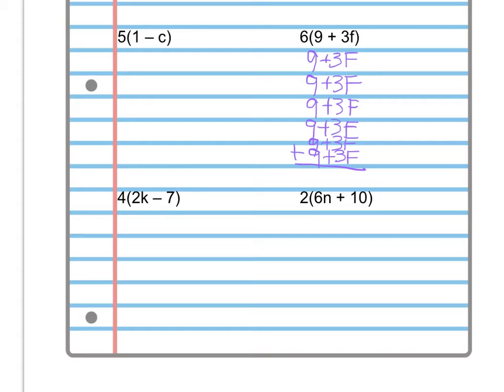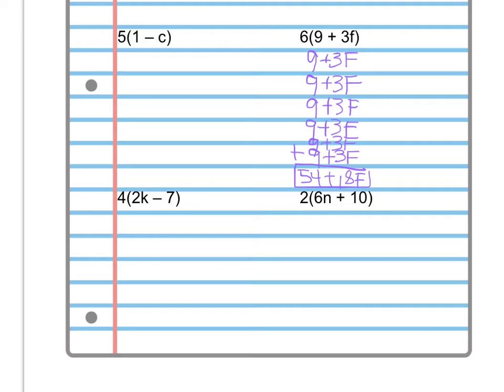If I add them together, then I got 9 plus 9 is 18, plus 9 is 27, plus 9 is 36, plus 9 is 45, plus 9 is 54. So I've got 54 for my 9s. And that should make sense because 6 times 9 is 54. And then I have 3Fs, plus 3Fs is 6Fs, plus 3Fs is 9Fs, plus 3Fs is 12Fs, plus 3Fs is 15Fs, plus 3Fs is 18Fs. So that's one method to get my answer.